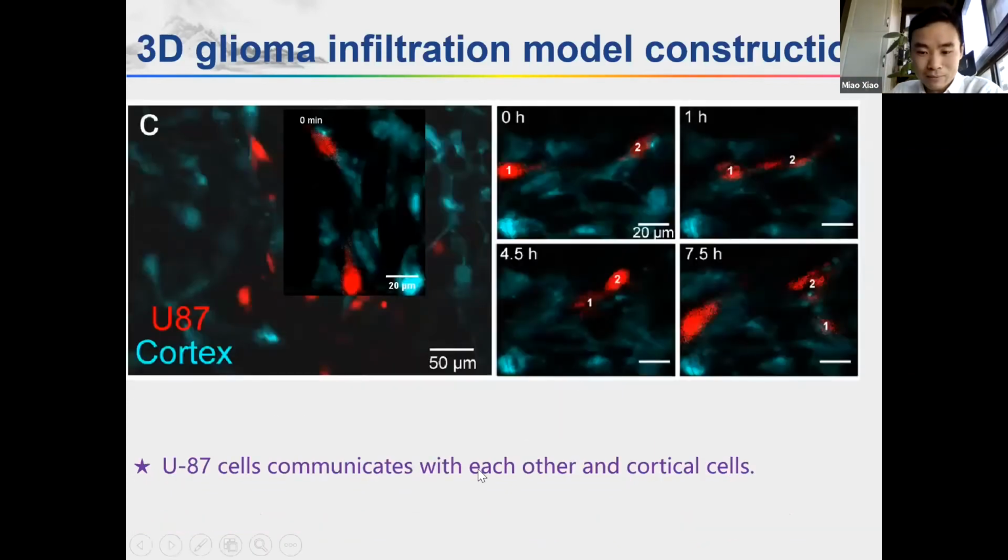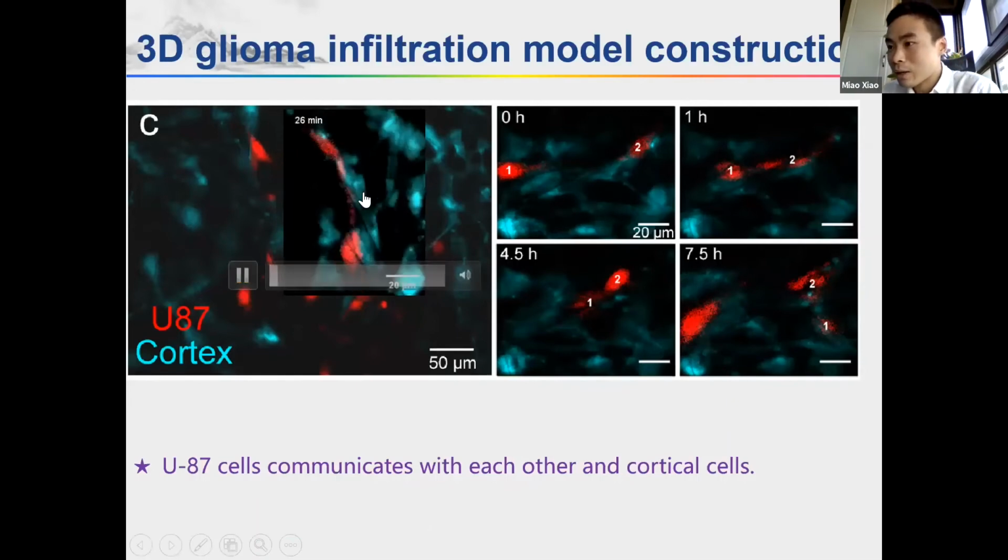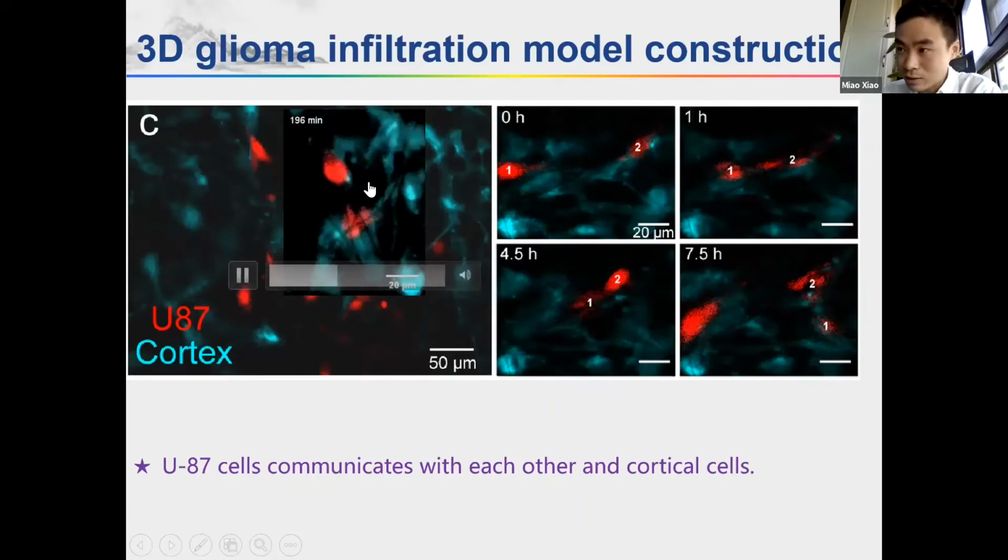So after we have this technology to analyze the movement of the cells, then we try to do the co-culture of the neurons and the U87. So here, we first culture our cortical neurons for 8 days. Then we put the U87 into the culture system. Then we have the co-culture system. Here, the blue are the healthy neurons and the glial cells. The red are the U87.